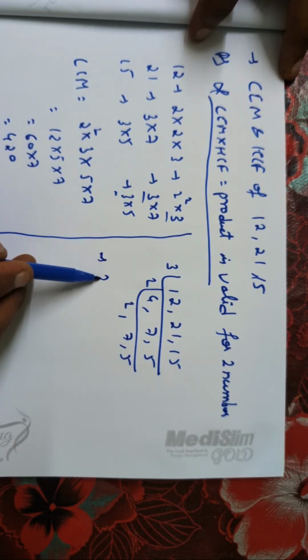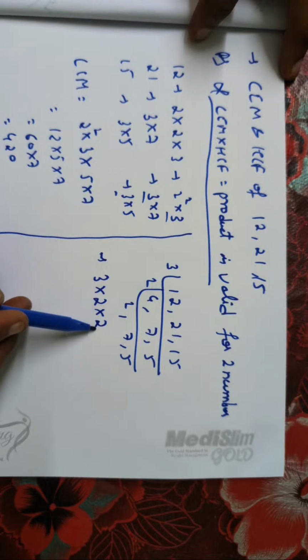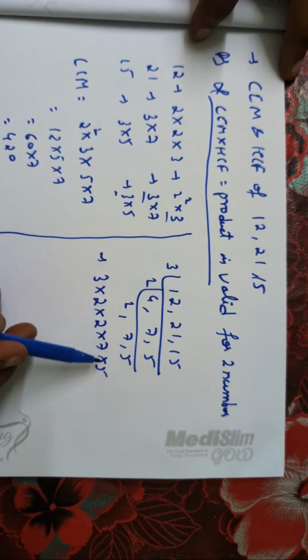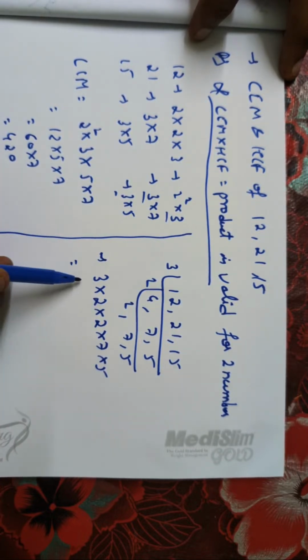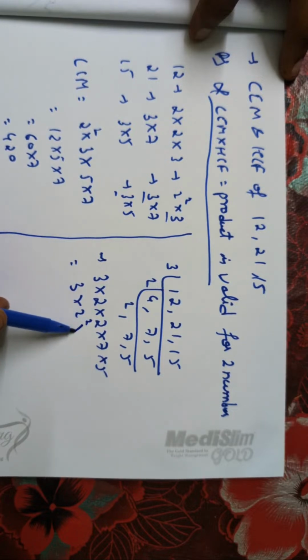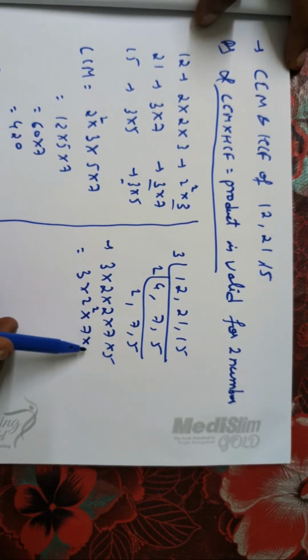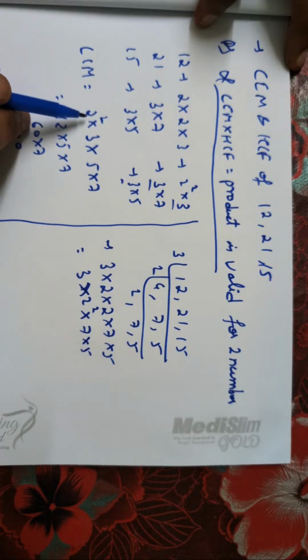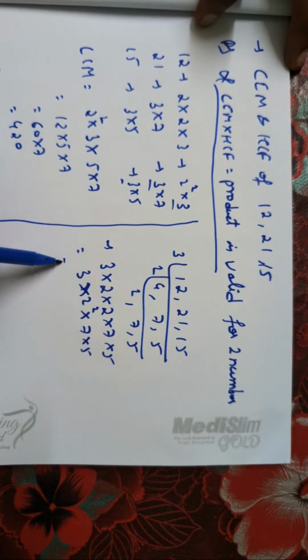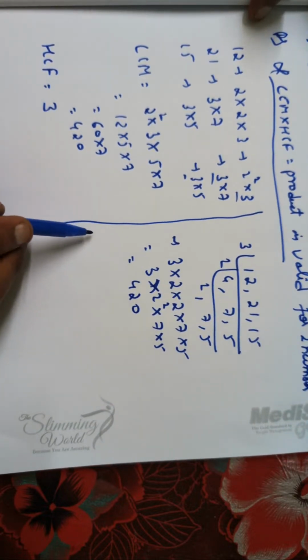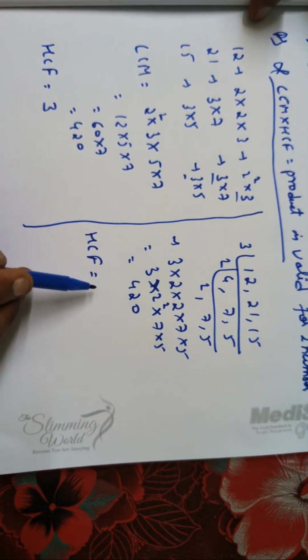So the LCM now became 3 into 2 into 2 into 5 into 7. The same way, this is equal to 3 into 2 square into 7 into 5. The same way we solved here, 3 into 2 square into 5 into 7, we will get the same answer, which is 420. In HCF we already have the answer. HCF doesn't have a division method for 3 numbers, so directly I can write it as 3.